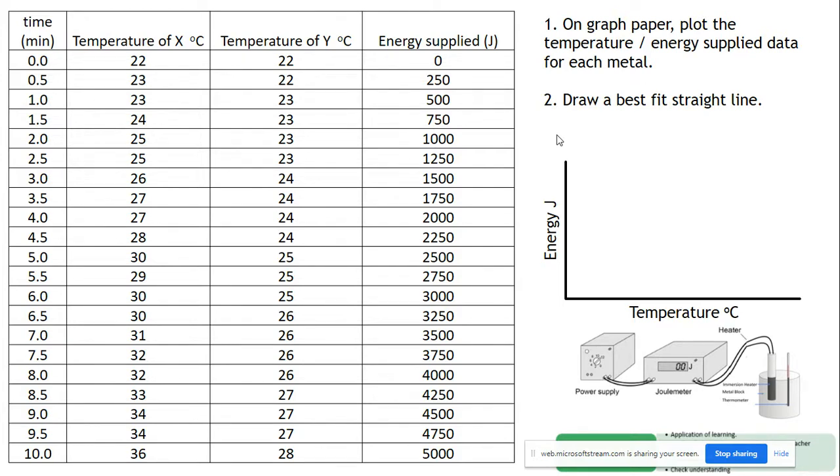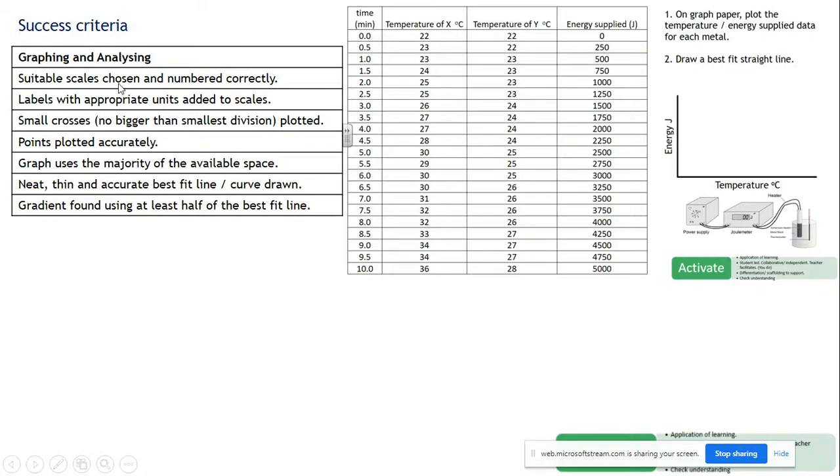Now, to give you an idea of what you're being marked against, these are the success criteria here, graphing and analyzing. So for the graphing, look at this set of criteria. If you can tick all of these boxes, that's a perfect graph. I will leave that for you to look at. You've drawn graphs before. There's the data there. So you can pause this and then move on, okay?